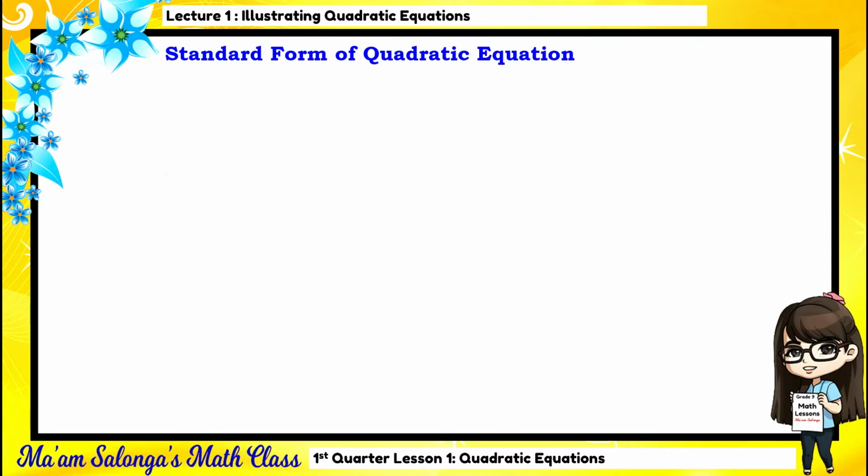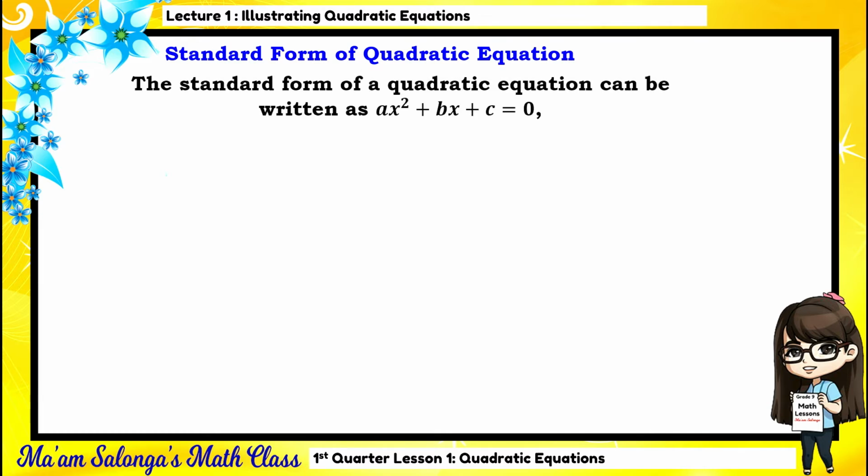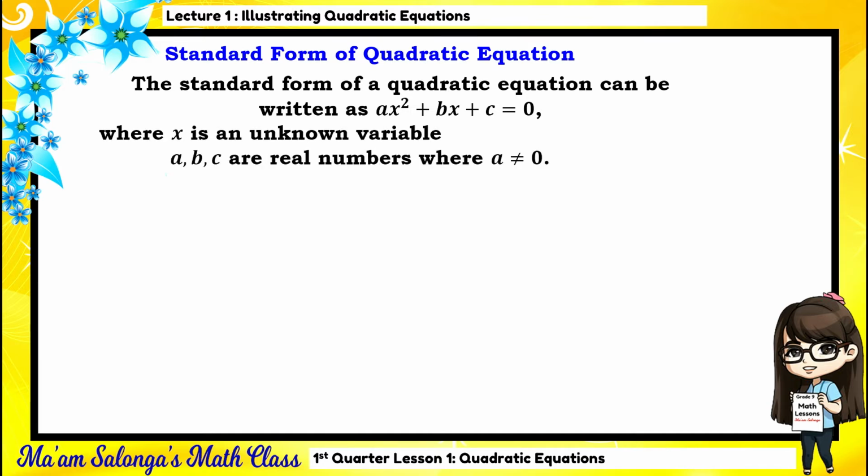Sa quadratic equation, meron tayong tinatawag na standard form. The standard form of quadratic equation can be written as ax squared plus bx plus c is equals to 0, where x is an unknown variable, a, b, and c are real numbers where a should not be equal to 0.